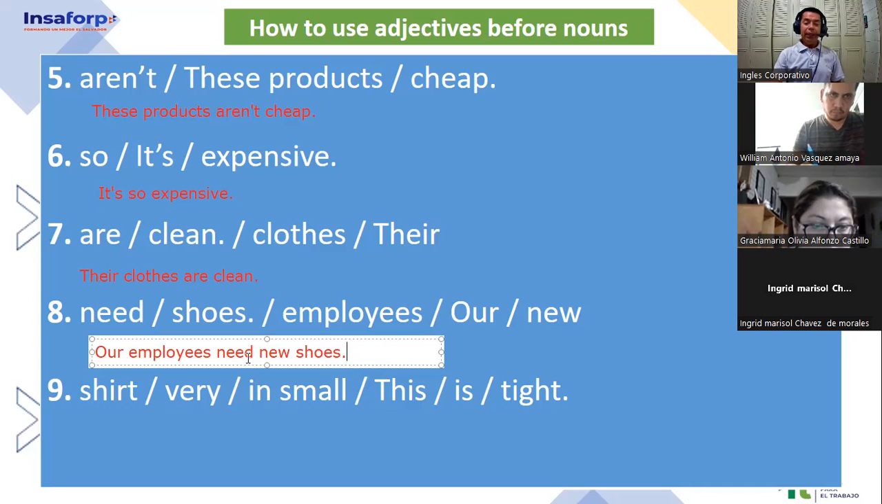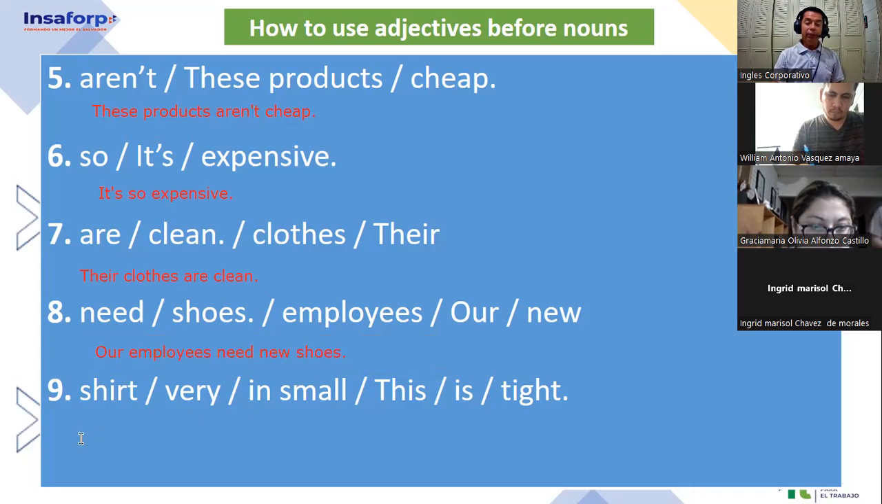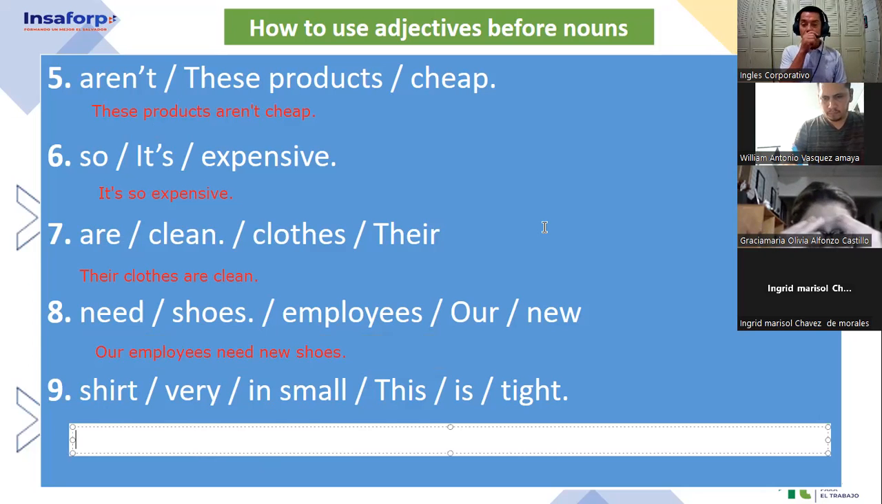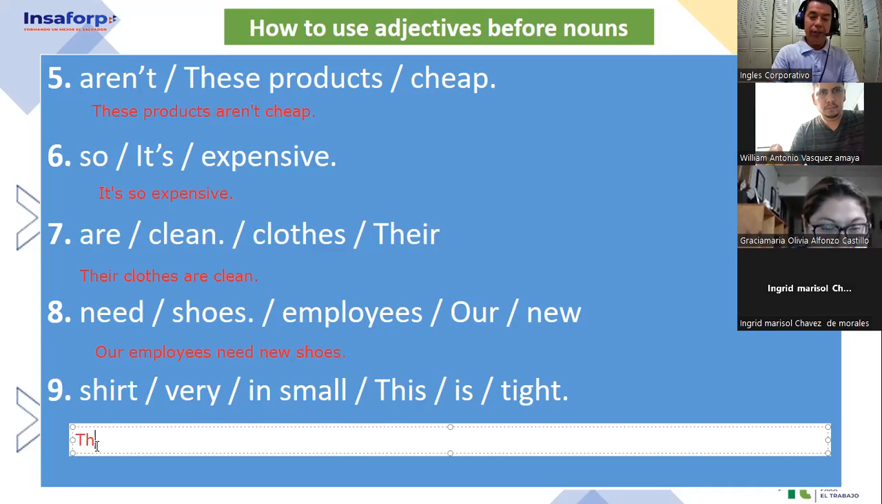Ok. And the last one, number 9, right? Volunteers. Number nine, please. Okay, volunteers. So this shirt is thin. Yeah. Thin. No sé cómo es que se dice. Tight. Is shirt tight. Very tight. Small.